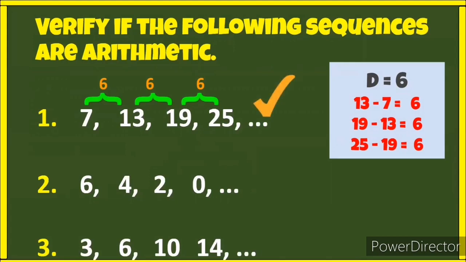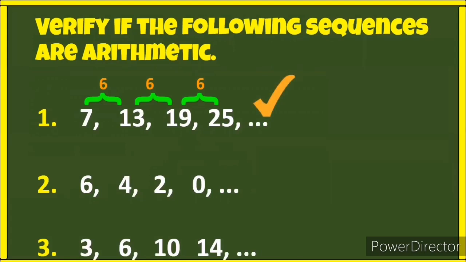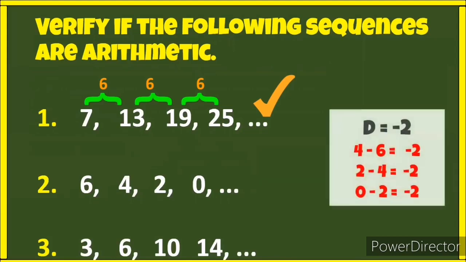Nice job. How about number 2? For number 2, we can do the same thing. Of course, we subtract consecutive terms. 4 minus 6, negative 2. 2 minus 4, it's negative 2. And 0 minus 2 equals negative 2.